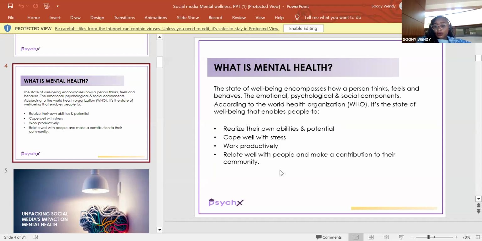We also look at the ability to cope well with stress. According to WHO, for you to say you are in a state of healthy mental health or balanced well-being, you need to learn how to cope well with stress. Because there are some people who, when they're stressed, a small heartbreak here and there, decide they want to end their life, or decide they want to cope with alcohol and all that. So it's important for you to know what mental health is.